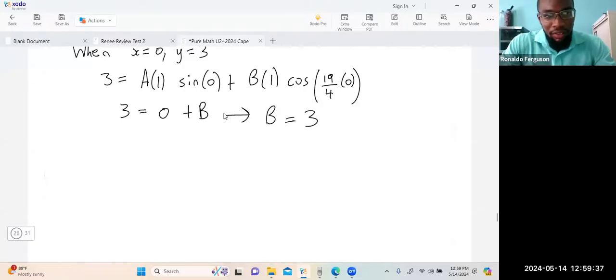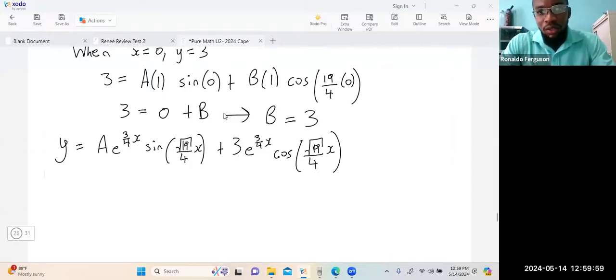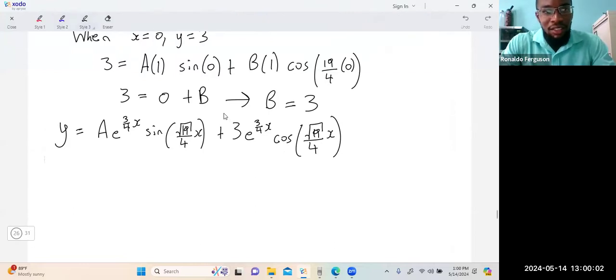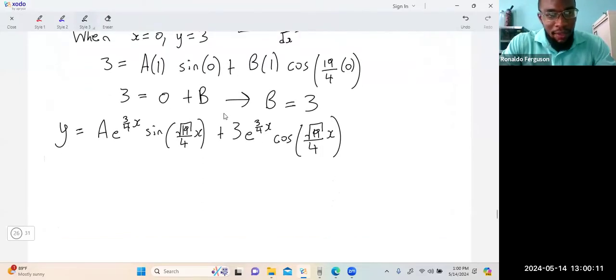Now once we get b equals 3, remember y is ae to the 3 over 4x sine root 19 over 4x plus b, so that's now 3e to the 3 over 4x cos root 19 over 4x. So all we have to do now is differentiate and plug in. They said the derivative is 0, so at the stationary point where dy by dx is 0. So we differentiate dy by dx, we're going to have to use product rule.